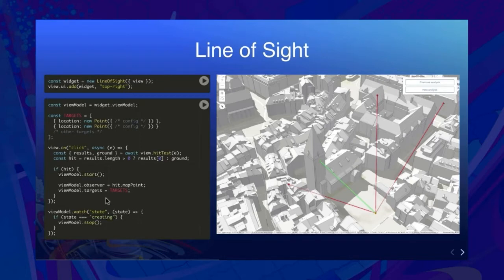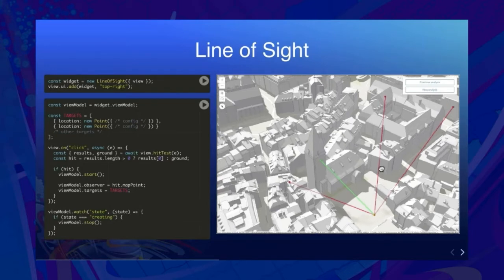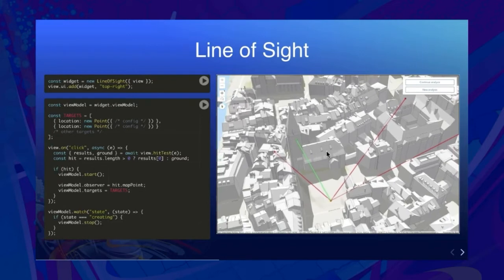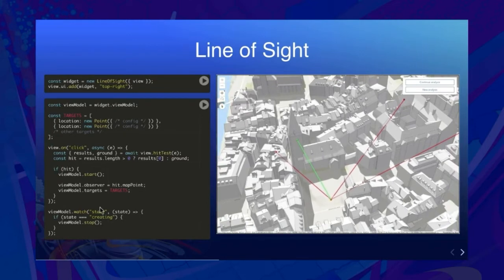creating. What this does is essentially that we start a new analysis here. We then set the observer and the targets, but we are still in the creating state. That means people could go and click on other points to add more targets. We don't want that. So when we go into the creating mode, we immediately switch back to stop. So that way, we set our observer and our targets, and then we don't let people place any further targets.